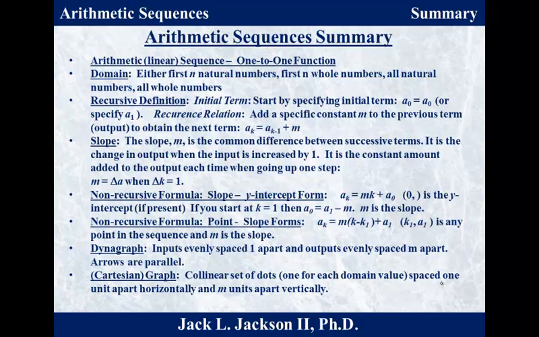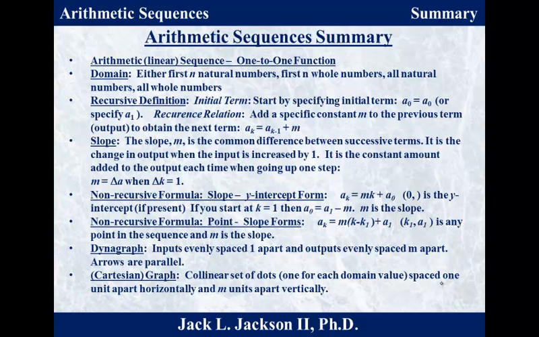So the slope, m, is the common difference between successive terms. It's the change in the output when the input is increased by 1. It's the constant amount that's added to the output each time when going up one step. So the slope is delta a if a is your output, and k is the input, when delta k equals 1. Or if we use x and y, the slope is delta y when delta x equals 1.